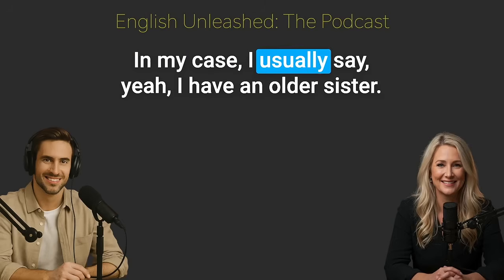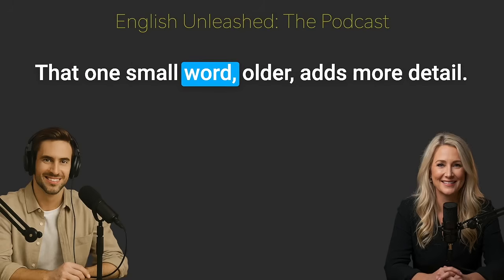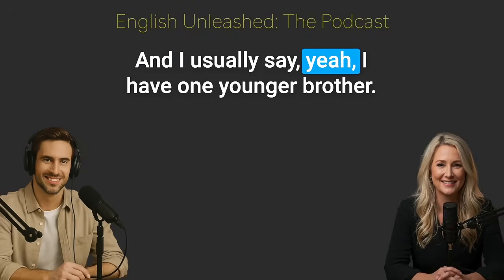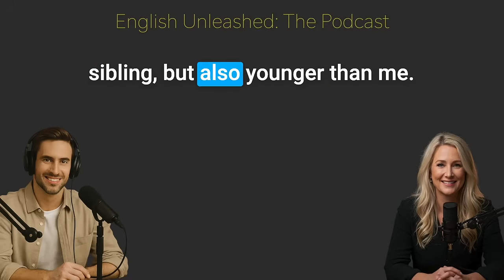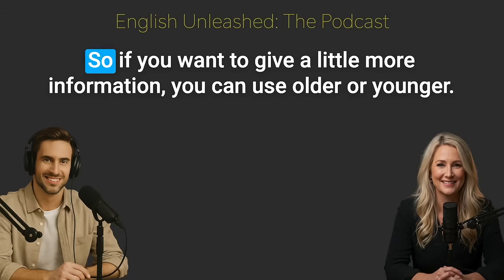In my case, I usually say, yeah, I have an older sister. That one small word, older, adds more detail. And I usually say, yeah, I have one younger brother. That's also a nice detail because people then know my brother is not only my sibling, but also younger than me. So, if you want to give a little more information, you can use older or younger.